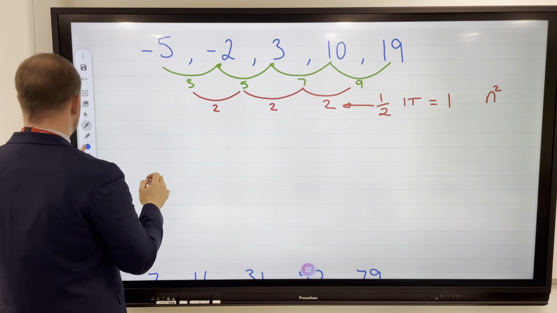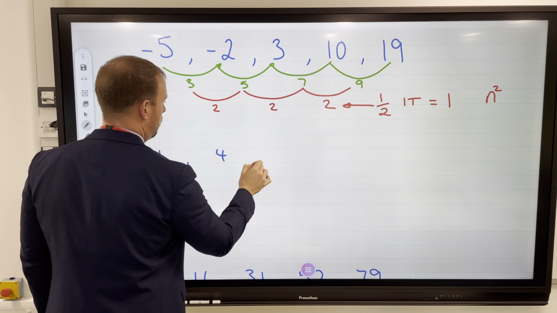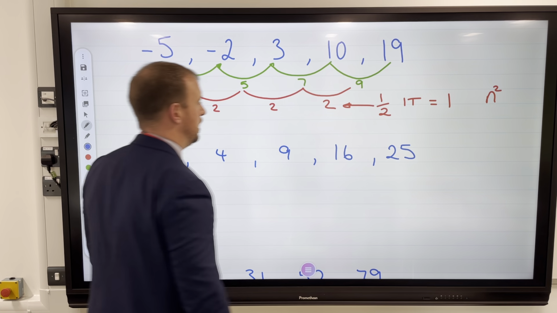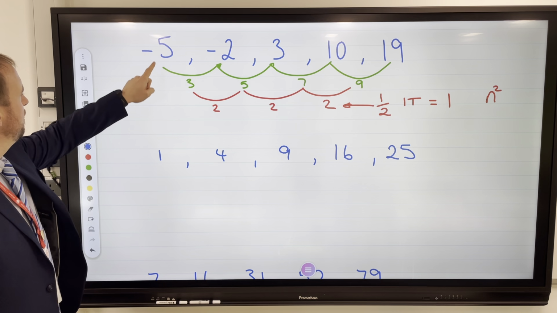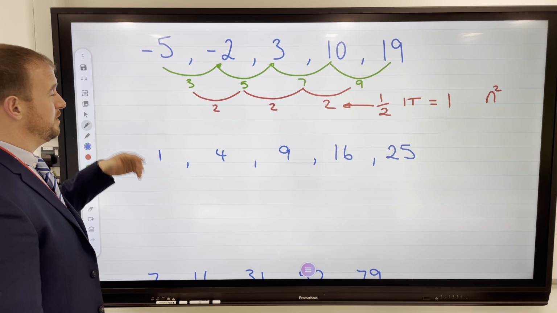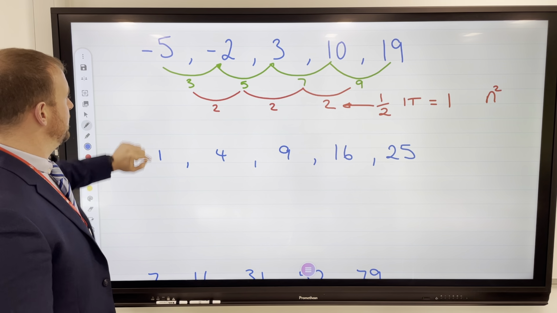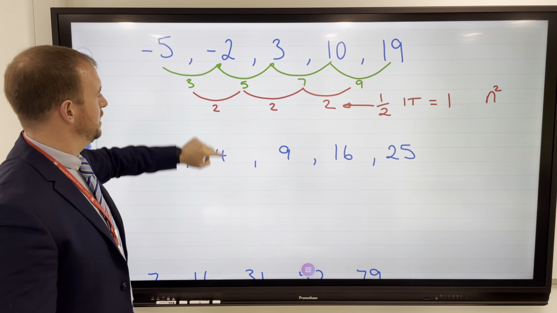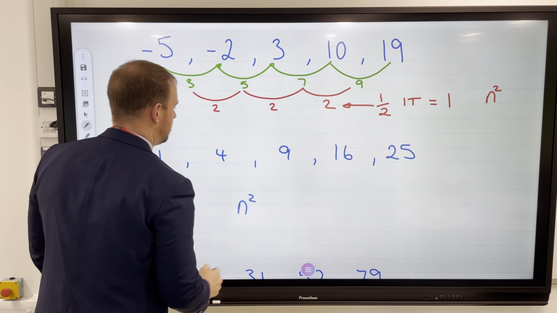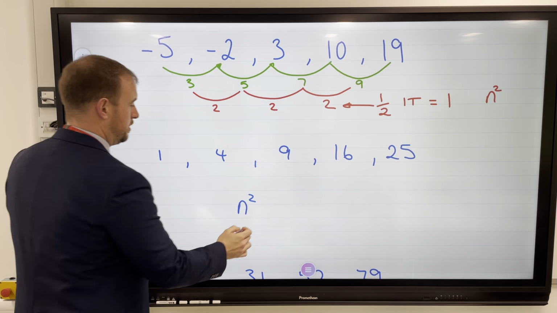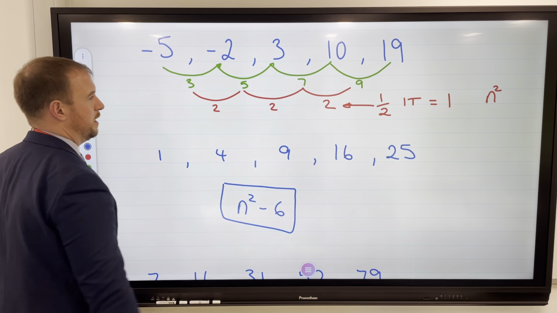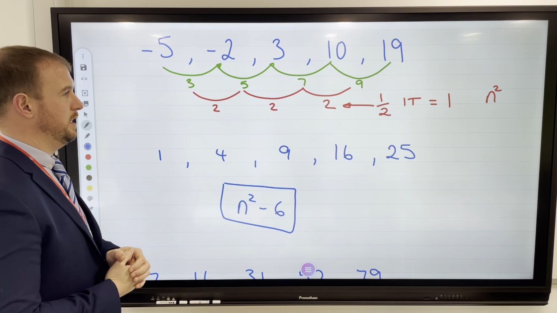So n squared is 1, 4, 9, 16 and 25. Let's look for a relationship then to get from 1 to -5. Could use a number line. Let's get from +1 to -5. There's a difference of 6. Okay, we're taking away 6. Here we are taking away 6. Here we are taking away 6. So we know it's n squared. Then to get from n squared to our original sequence, we subtract 6. And there is our nth term of this quadratic sequence.